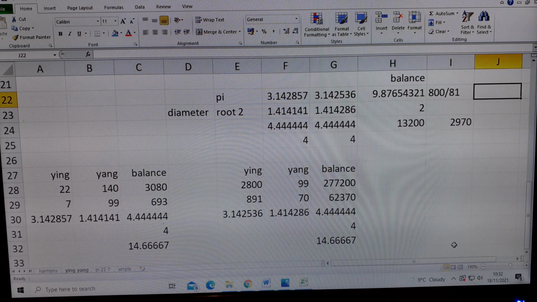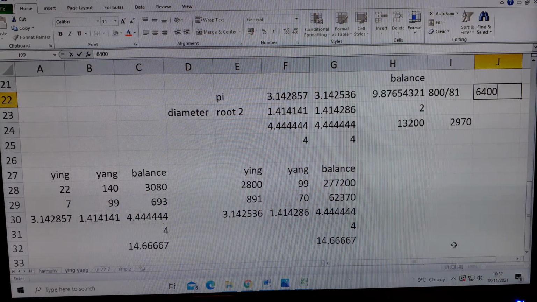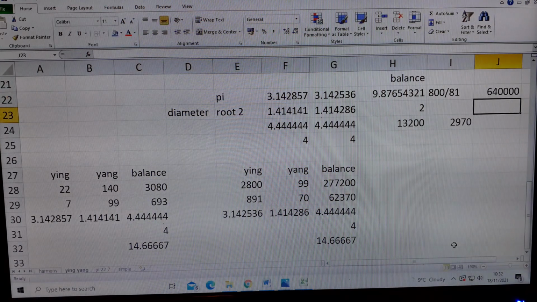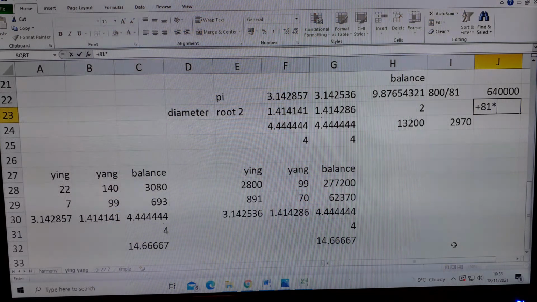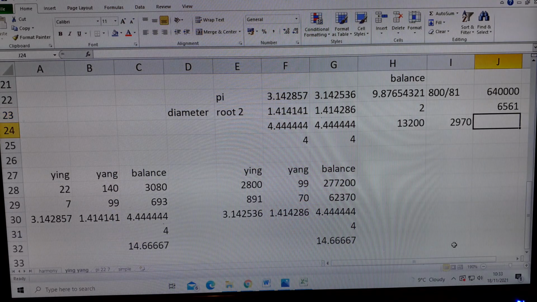So that meant that they could have pi to the power 4 of 6400. Well, it's 800 times 800. And we've got plus 81. We've got 97.54611 as pi to the power 4.